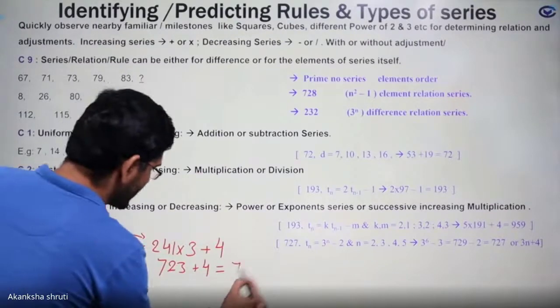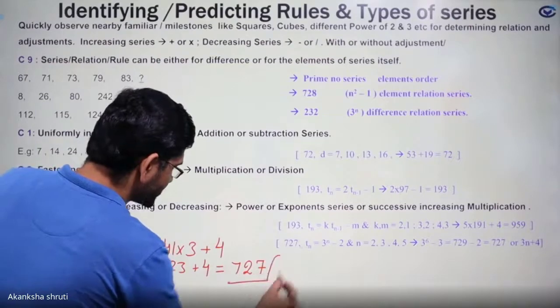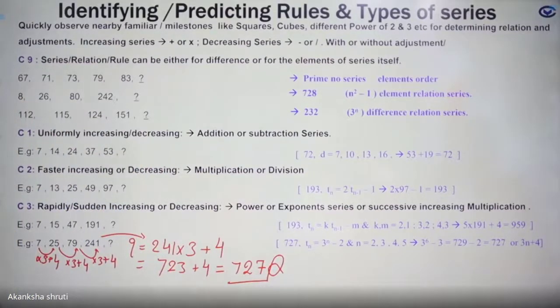Students, 727. Whether there is a different result? Not at all, there is no difference. You are getting the same result. Okay, students? So here the two rules are applicable.